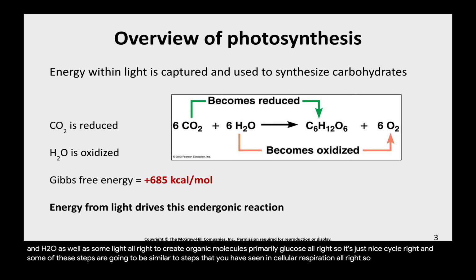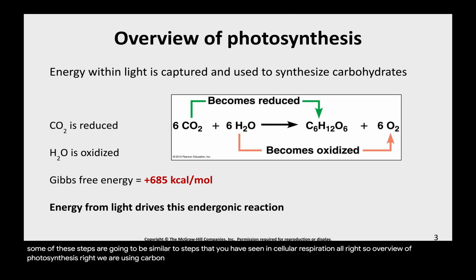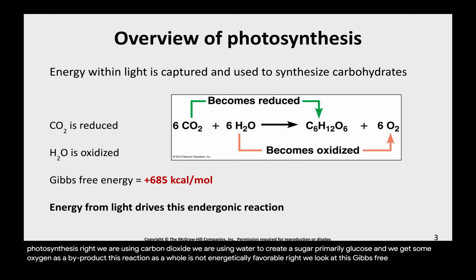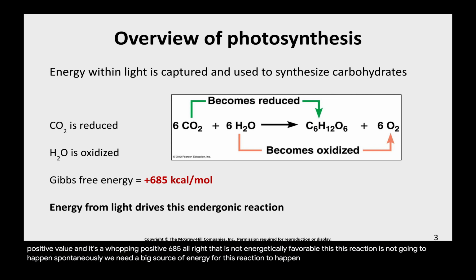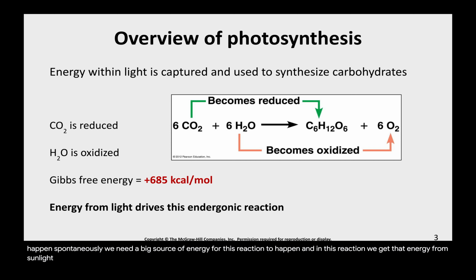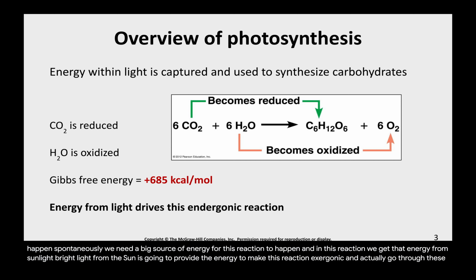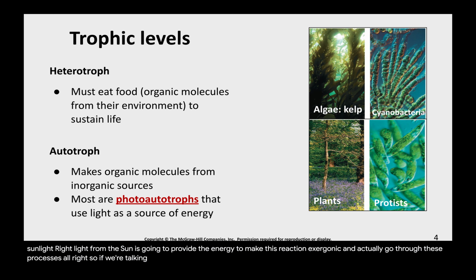All right, so overview of photosynthesis. We are using carbon dioxide and water to create a sugar, primarily glucose, and we get some oxygen as a byproduct. This reaction as a whole is not energetically favorable. If we look at the Gibbs free energy here, it's a positive value, a whopping positive 685. That is not energetically favorable, and this reaction is not going to happen spontaneously. We need a big source of energy for this reaction to happen, and we get that energy from sunlight. Light from the sun provides the energy to make this reaction exergonic and actually go through these processes.